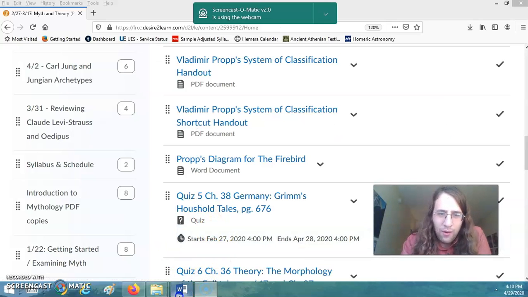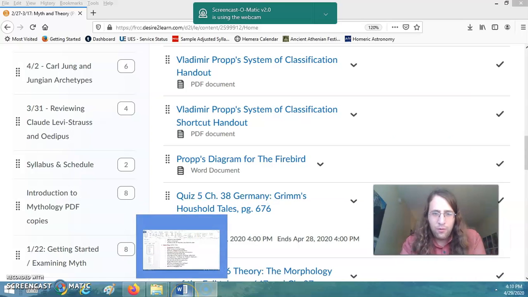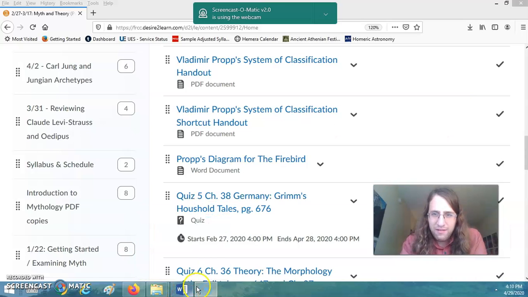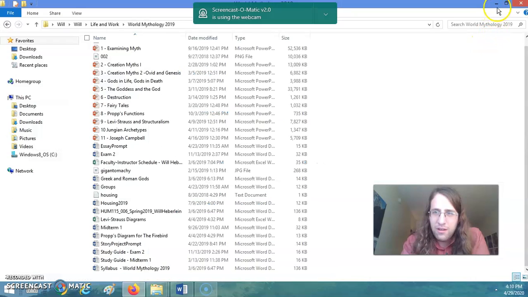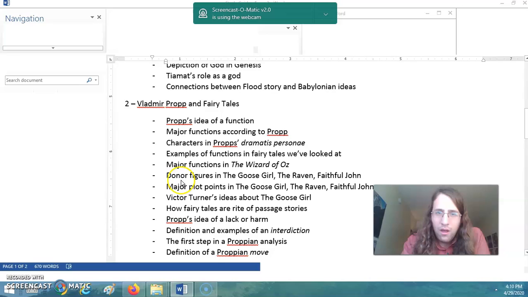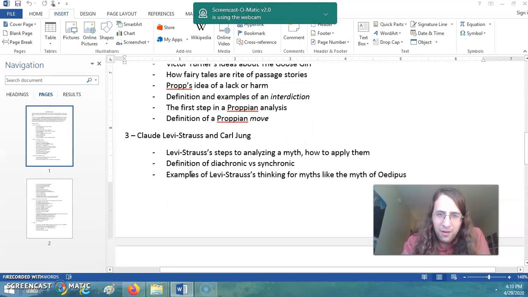Let's see. Okay, so that's a little quick glance at some Propp stuff. Sorry to flash so much on here. It's a little weird to use this program sometimes. Okay, skipping from Propp a little bit.